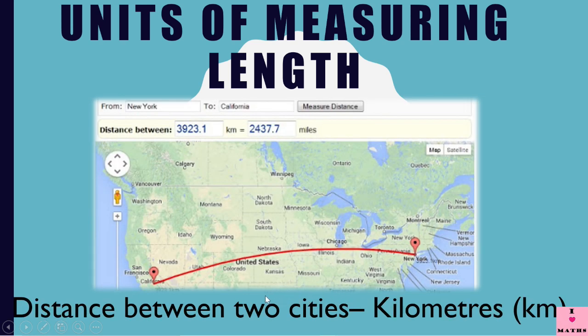Now, if you wanted to measure the distance between two cities, for instance, here you can see California and New York. These are two cities in the United States, and if you wanted to measure the distance between these two cities as the crow flies, it means the aerial distance, as the plane would fly, so you would measure it in kilometers. So this is how we measure different things.